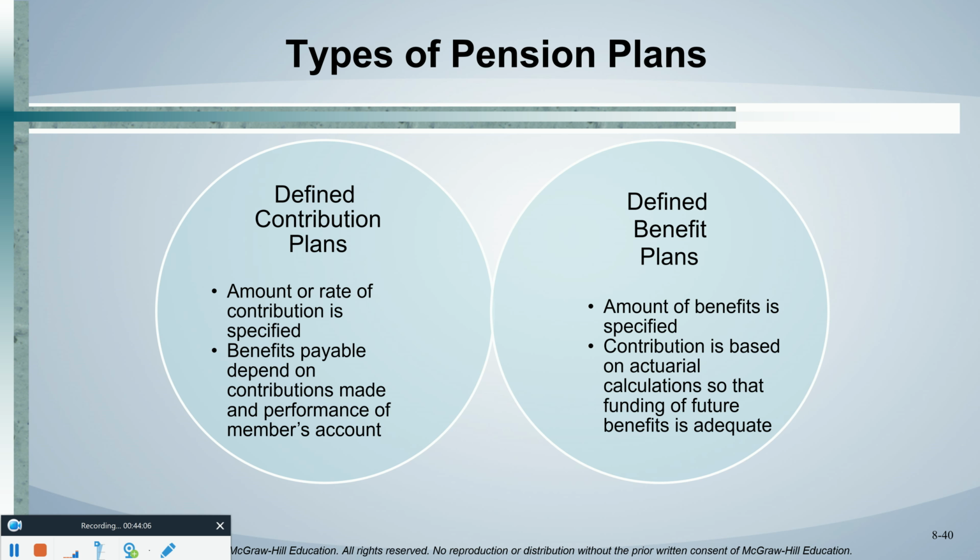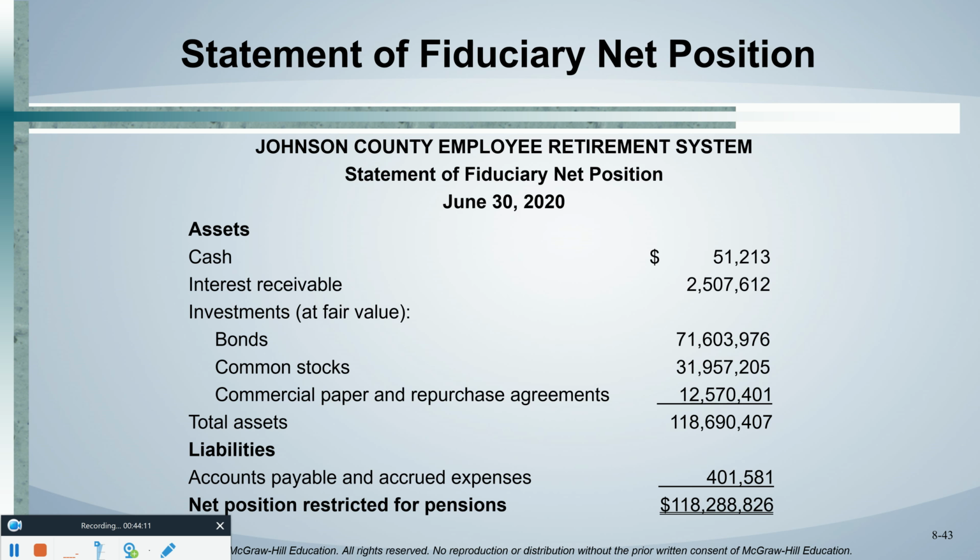So a big difference between a defined contribution plan and a defined benefit plan. Here are some journal entries. So this is what a balance sheet would look like for a pension trust fund. You can see the assets, and you can see the largest assets are obviously in the investments, right? There's almost $115 million in investments here out of $118 million in total assets. That makes sense. And then a very small liability, and the difference is the equity or the net position.